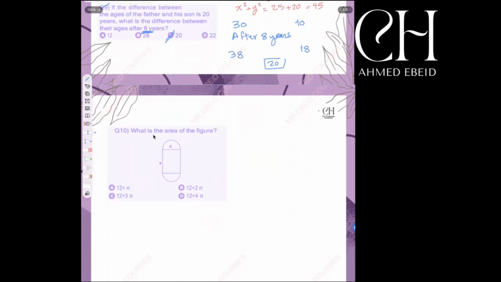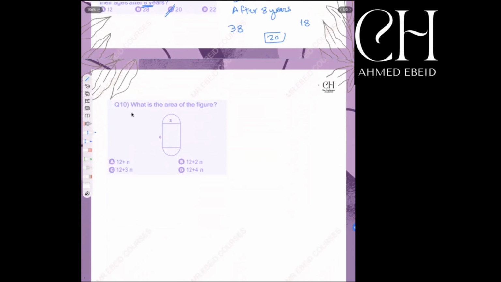For question 10, be careful because this is a very important question. What is the area of the figure? If you have a figure like this, it consists of a rectangle and two halves of a circle, which represent one circle. It means you'll find the area of the rectangle plus the area of the two halves of the circle, which represent one circle.